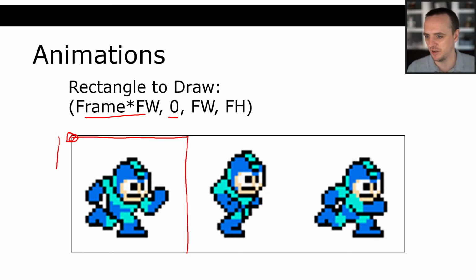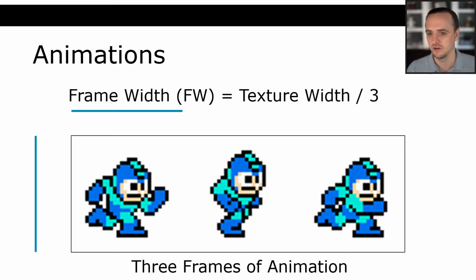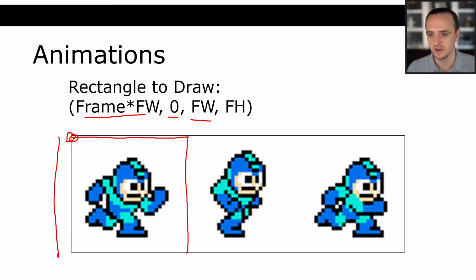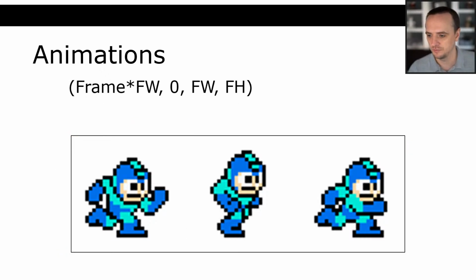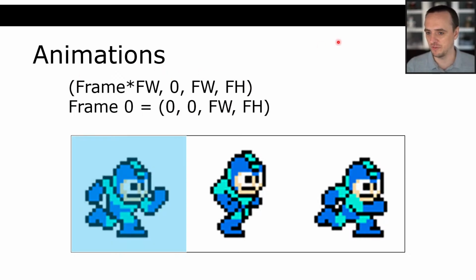Because our texture sheet is always going to have the same height as our animation. And then we give it the frame width, which is the total texture width divided by 3. And then the frame height, which is just the height of the texture. So that's how we specify the rectangle. So if this is our formula for the first frame of animation, here's the subrectangle of that texture that we want to draw. It starts at 0, 0. It has frame width and frame height.